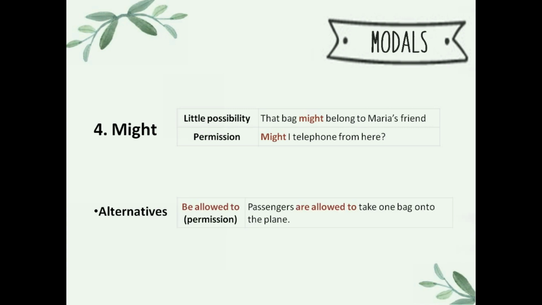And like in the case of the modal verb may, we can use be allowed to talk about permission. So here you can find the same example we've seen before in the previous slide. Passengers are allowed to take one bag onto the plane.